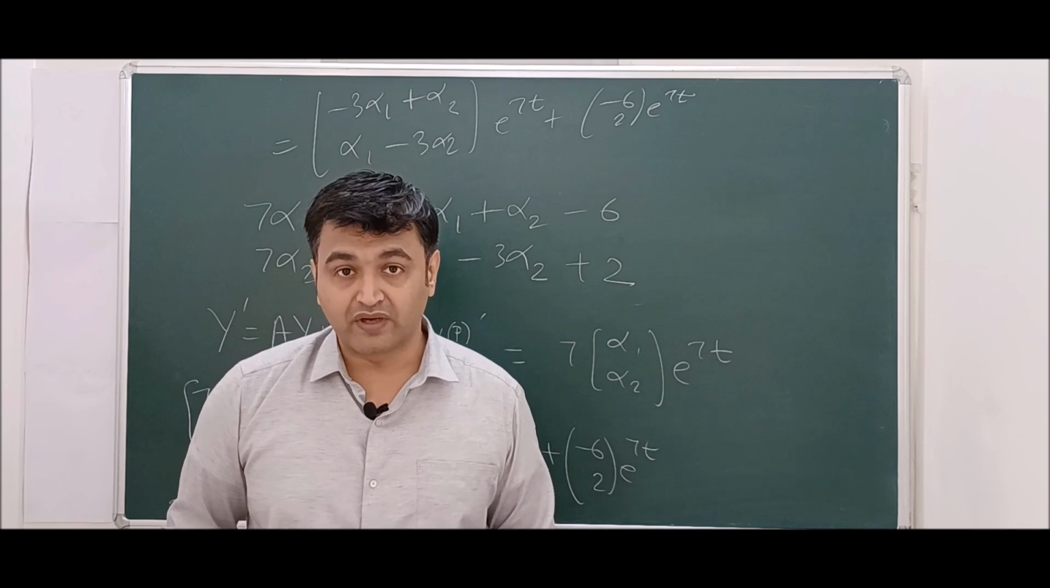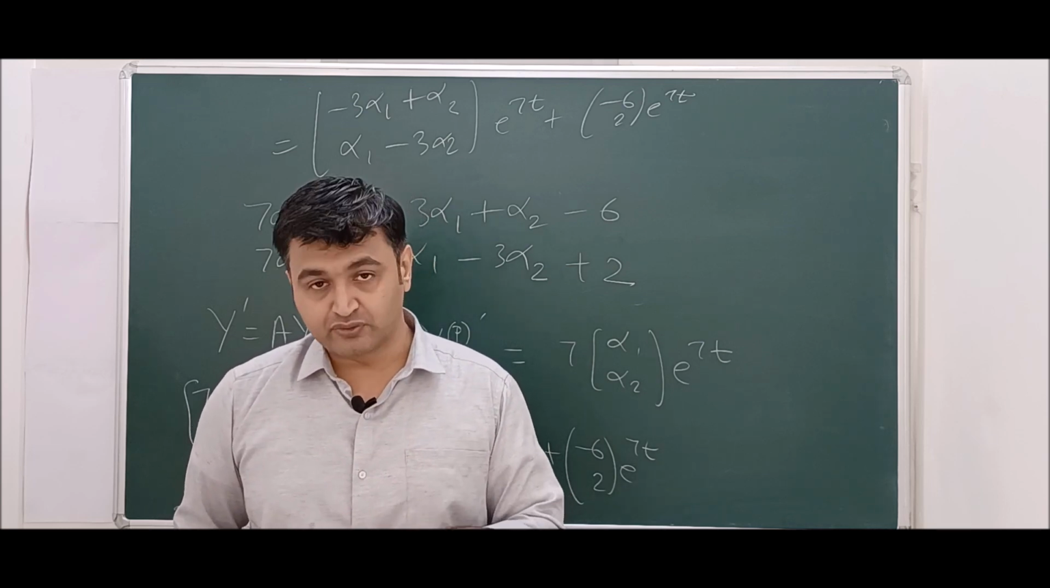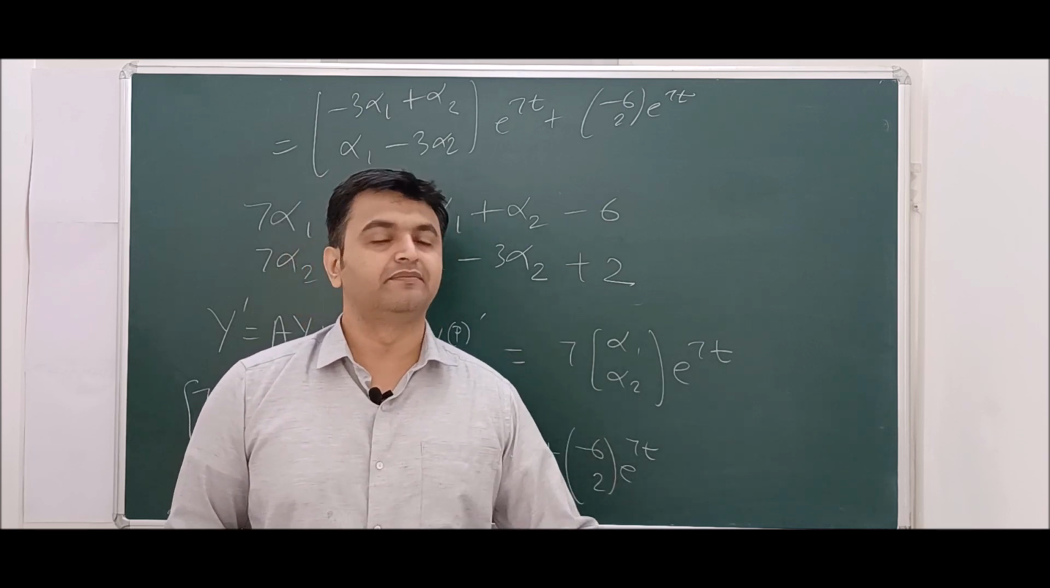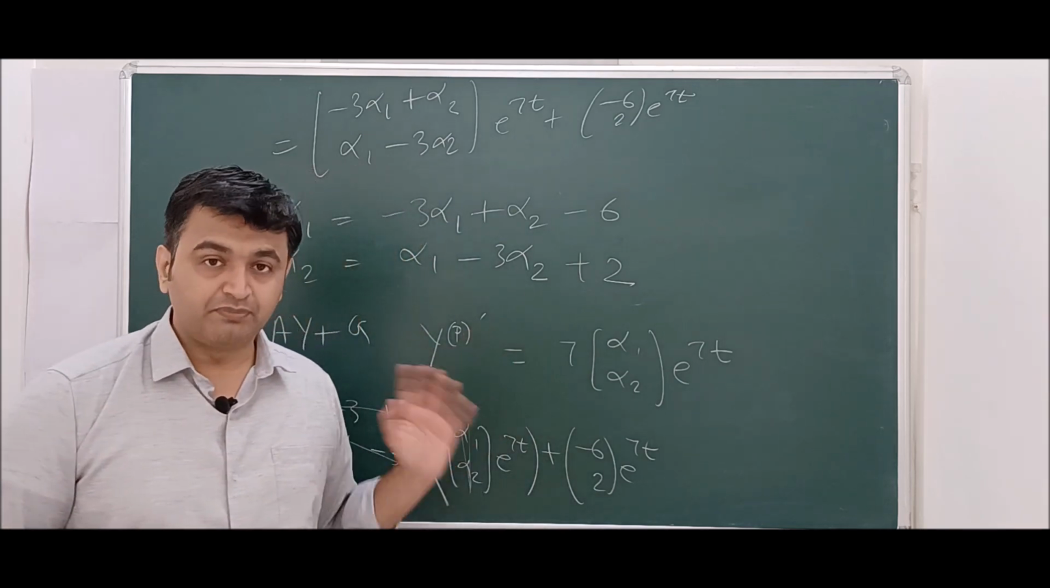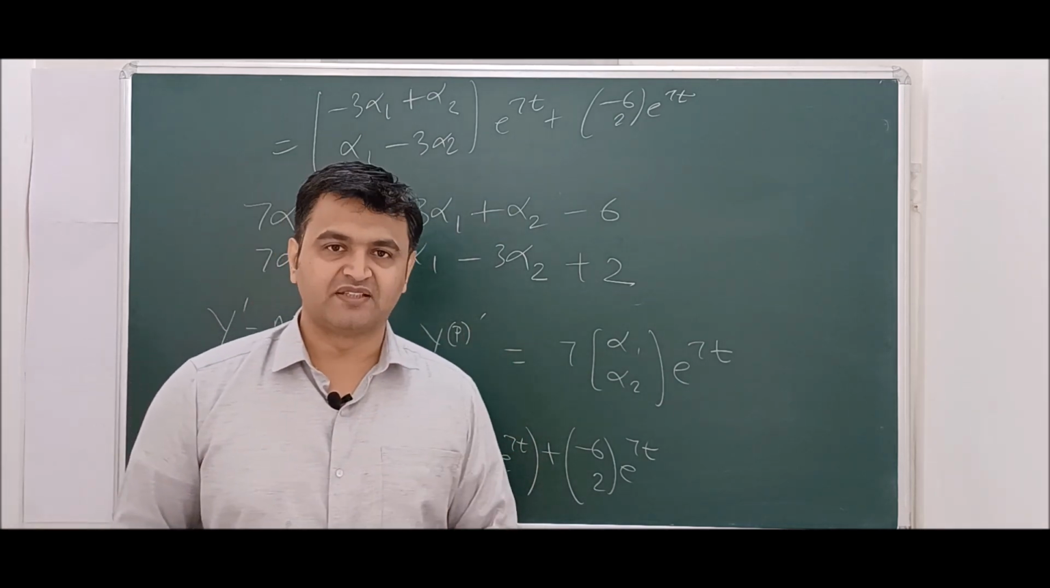And once you have your YP, you have your Y, the general solution, which is YH plus YP. So that was a simple example. Let's go for the next example.